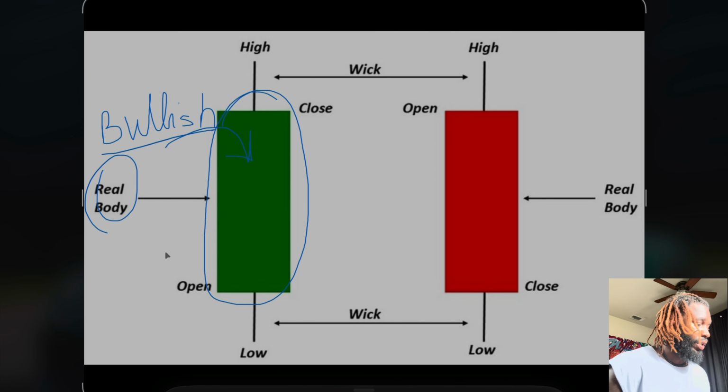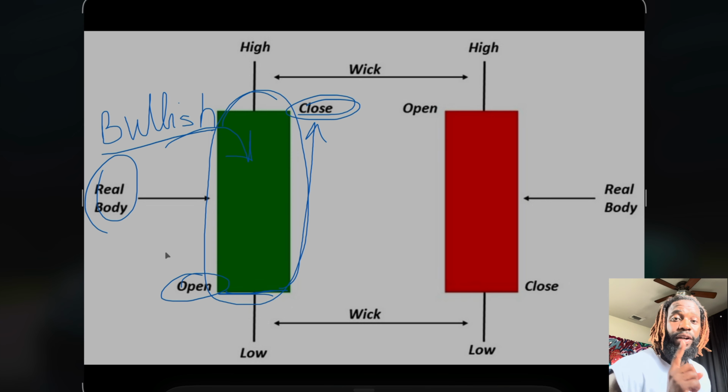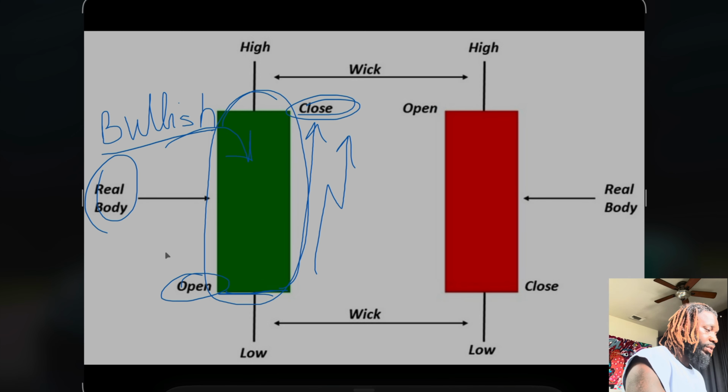It's bullish because it opened here, right? It opened here at this level, that line, and then went up here and closed. Meaning it closed higher than it opened. That means price went up, right? And so if we just want to walk through the actual movement of price through this candle, this candle is literally telling you how price moved.